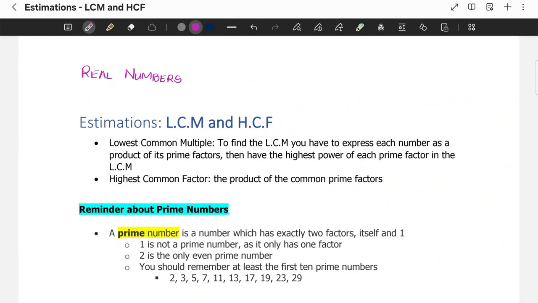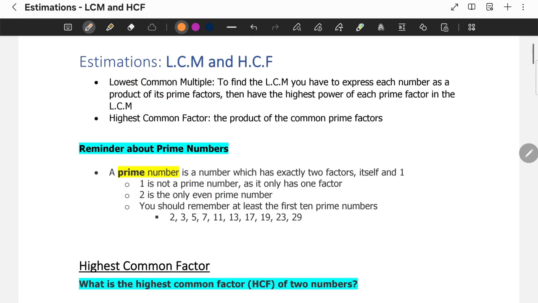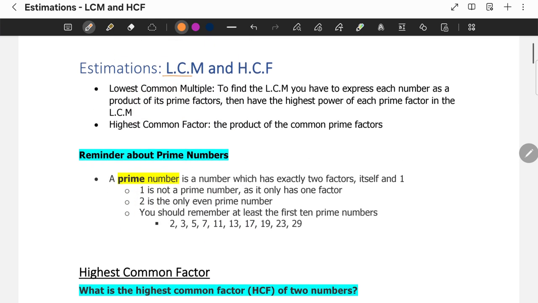For this part of the video, we'll be dealing with another subtopic under the real numbers. So that's going to mostly cover estimations, lowest common multiple, and highest common factor. LCM, or lowest common multiple.